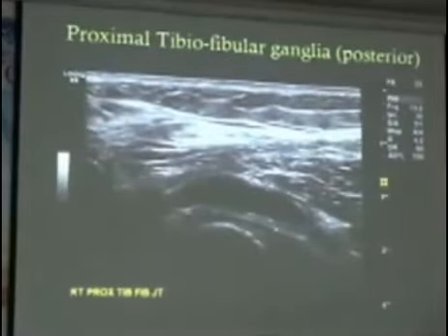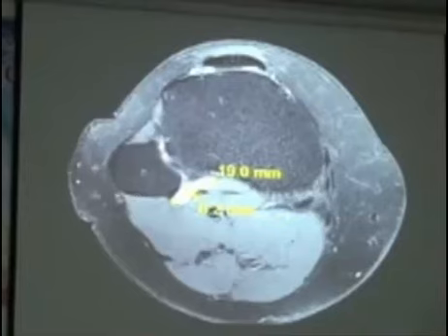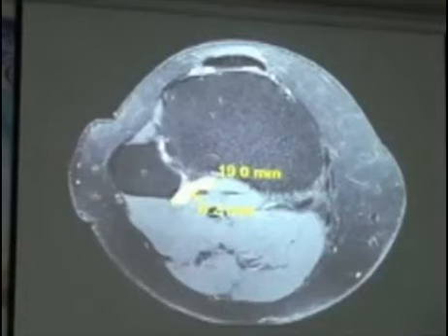This is a ganglia arising from the posterior tibiofibular joint of the knee. And the reason we were investigating this patient is that they wanted us to instill a cortisone injection into this area. So this is the MR of the same thing. So once again, we've got 19 millimeters, but just by coming from this approach, the ultrasound was able to see that quite nicely.